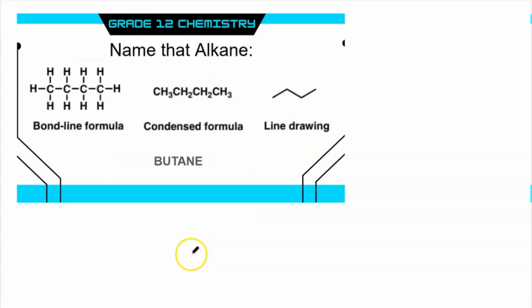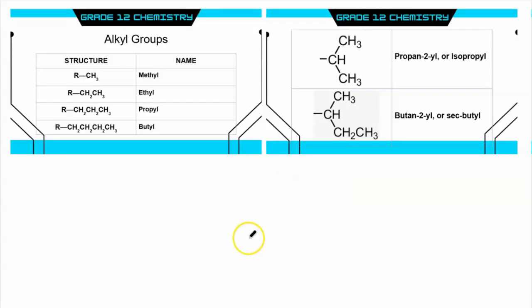Now, before we get started, there are different ways to draw all of these compounds. The one I just did was our bond line formula. However, there's a condensed formula, which looks like this. And finally, there's a line drawing. In our line drawing, each vertex is essentially a carbon atom. And if we don't specify otherwise, then those carbon atoms are filled with hydrogen, enough hydrogen at least, to make them happy.